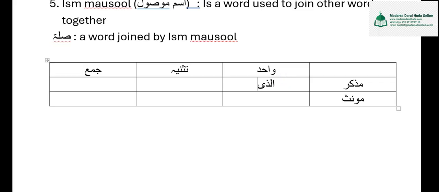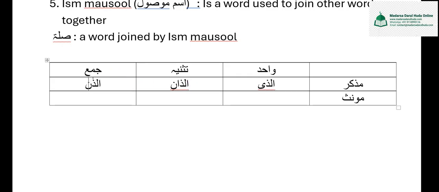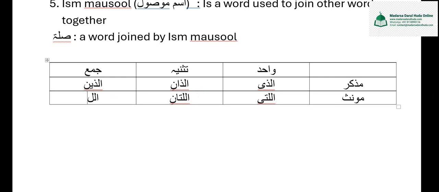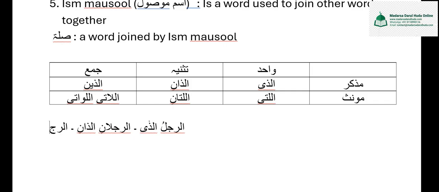Wahid muzakkar is allazi, tasniya muzakkar is allazani, jama muzakkar is allazina. Wahid muannas is allati, tasniya muannas is allatani, jama muannas is allati or allawati. For example, ar-rajulu allazi, the one man who. Ar-rajulani allazani, the two men who. And ar-rijalu allazina, all men who.